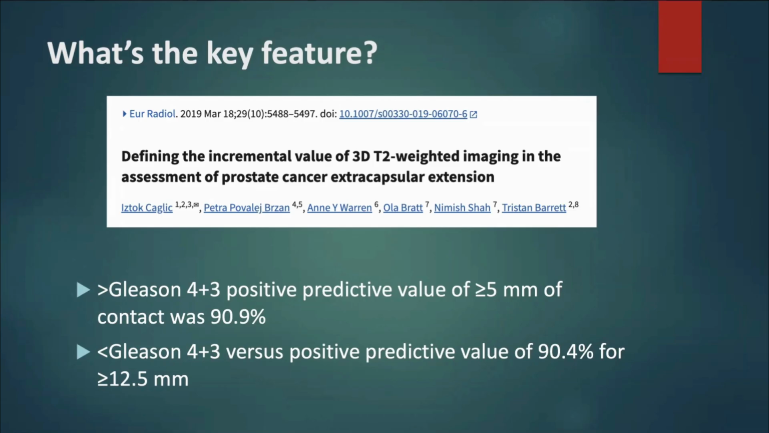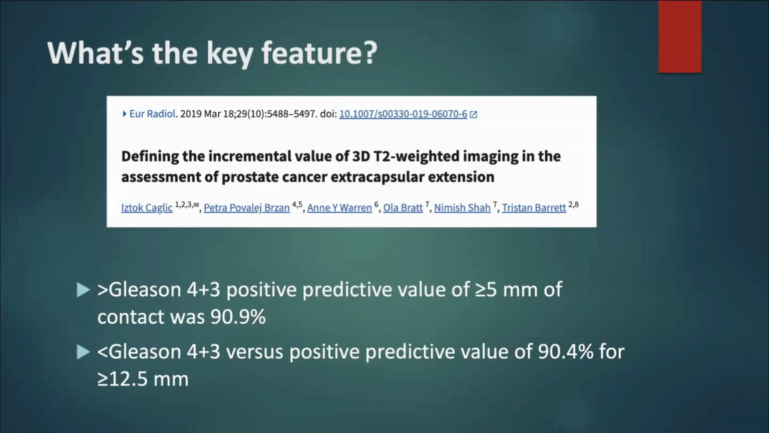Now, this paper from Cambridge in the UK actually shows that point quite nicely. So they basically found that if you had grade group 3 disease and above, and capsular contact of greater than 5 millimeters, the positive predictive value of having EPE was 90.9%.